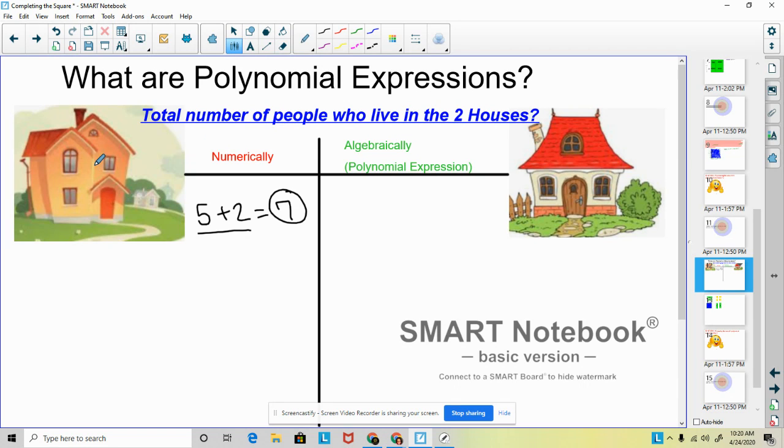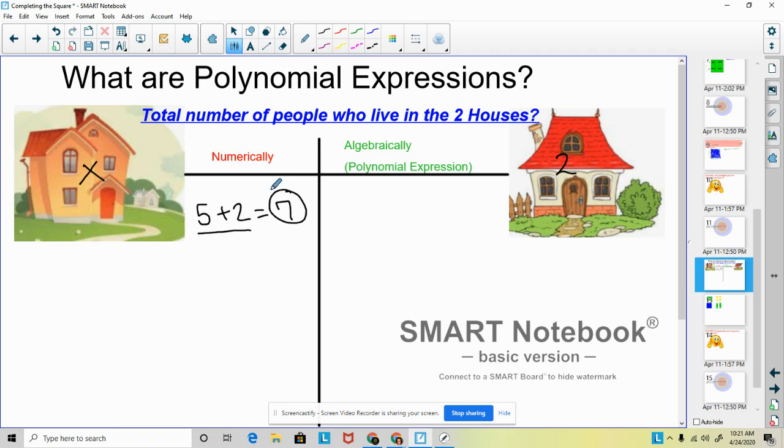If I told you that I didn't know the number of people that lived in this house, but I knew the number of people that lived in this house, the question is, could I express the number of people between the two houses just because I don't know? Some of you are probably thinking no, because you're not going to get a numerical answer like this, but it doesn't matter because you're just making an expression. You're not giving me an actual value.